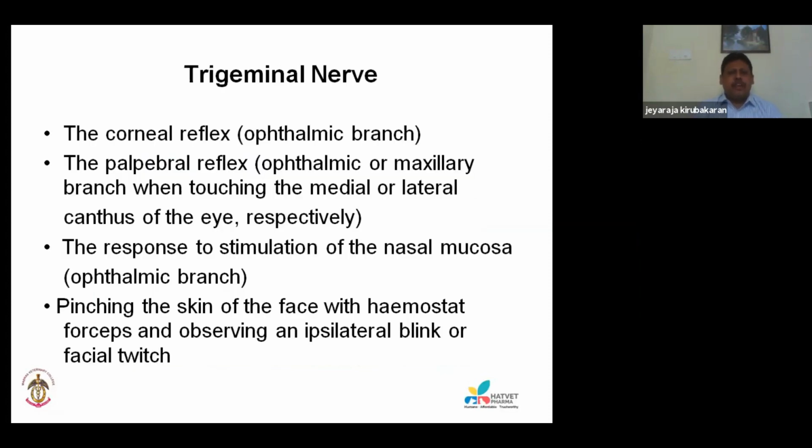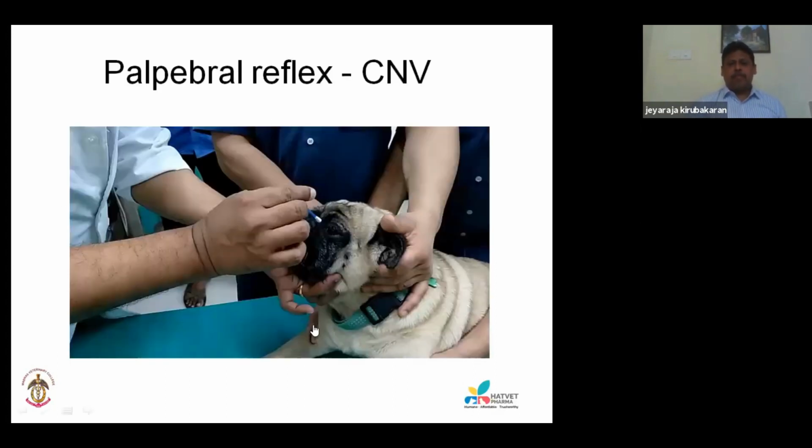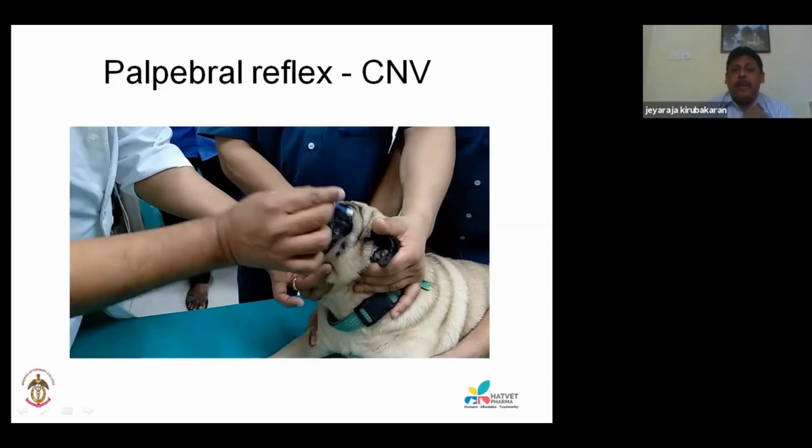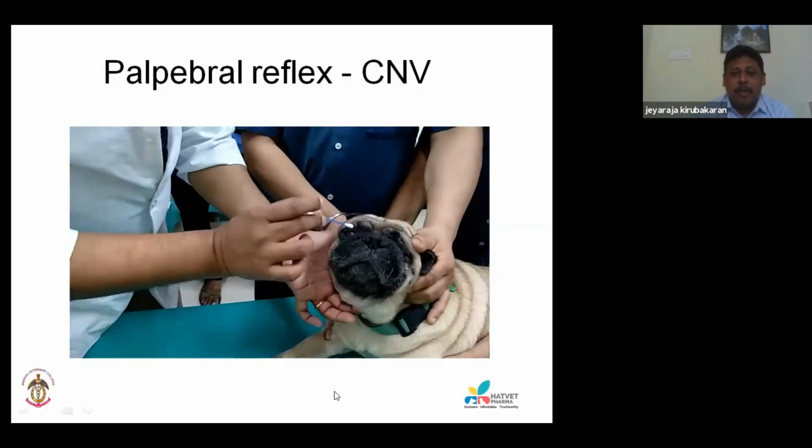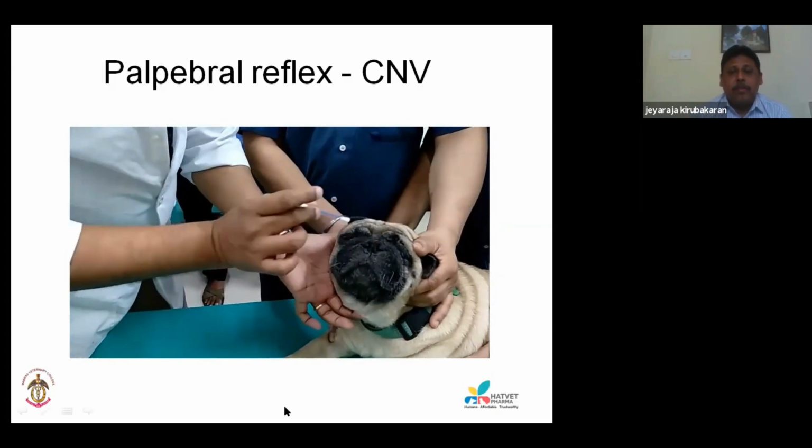Then comes your trigeminal nerve, where you test the trigeminal nerve with the corneal reflex, palpebral reflex, then making a stimulus in the nasal mucosa, then pinching of the face with hemostat, and observing an ipsilateral blink or a facial twitch. This is the palpebral. Of course, cornea, same thing, use the buds, touch the cornea, it should blink. For a palpebral, you can do either way to the inner canthus as well as the outer canthus. I've combined the nasal stimuli also. It's quite reactive. This is how you do a palpebral.